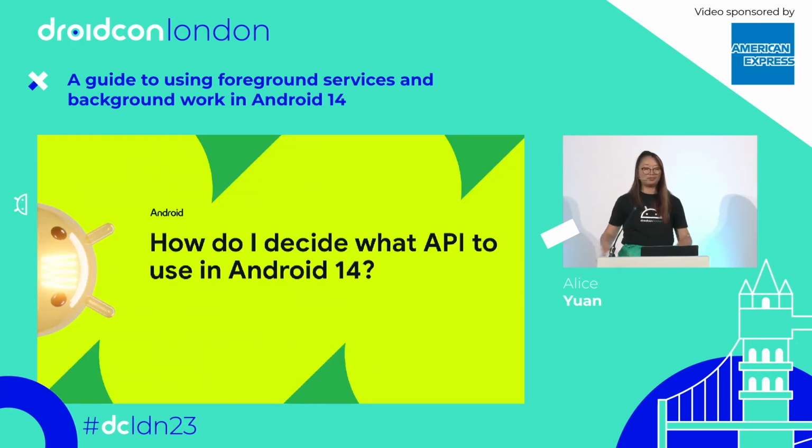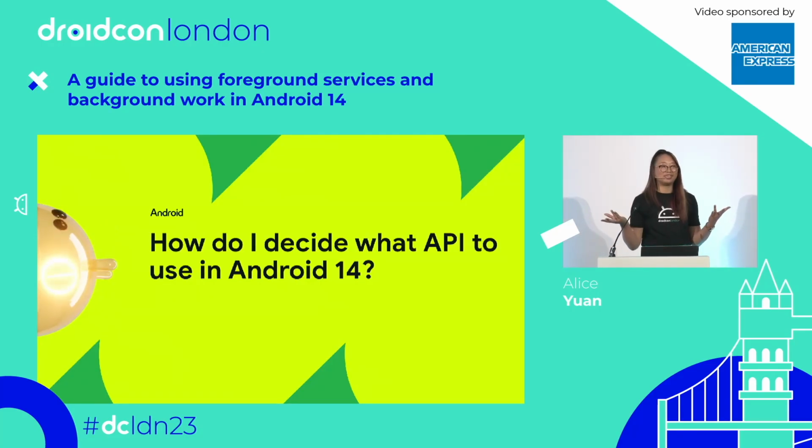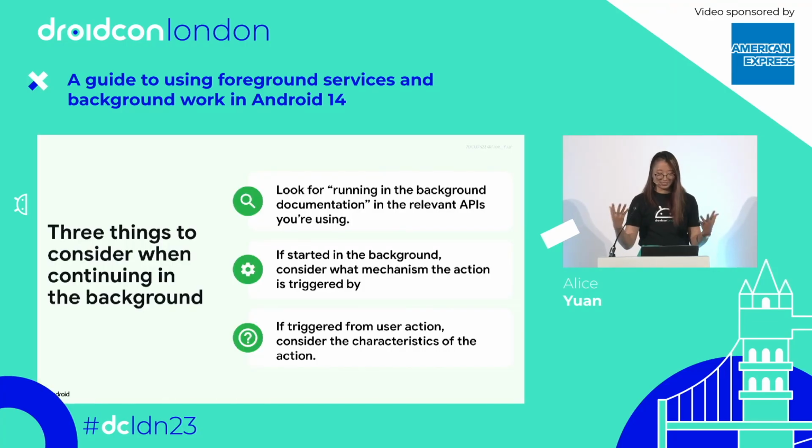So we're more than halfway through now, and while we've clarified a lot of APIs, you're probably thinking, Alice, just tell me what to use. So let's do that. These are the 3 things to consider when you're continuing doing work in the background. So the first and easiest way to understand how to do running in the background is to look at the relevant APIs you're using. Secondly, consider what mechanism the action is triggered, particularly if it's coming from the background. And finally, if triggered from user action, consider the characteristics of the action.